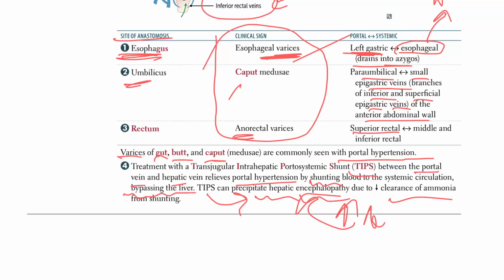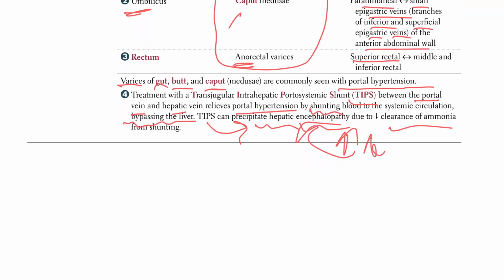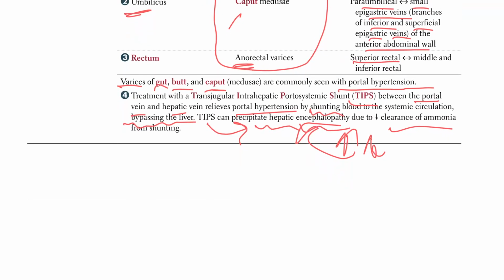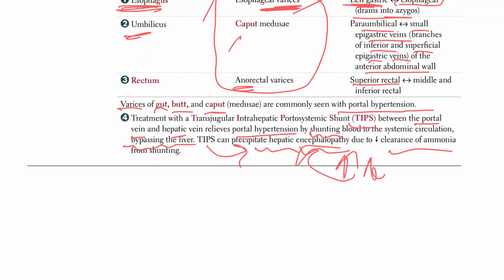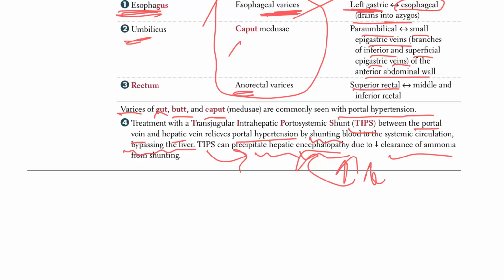Okay, other than that, what else can we give as a treatment? We can do TIPS, as we mentioned. We can also do a portal caval shunt. What is that? We remove the spleen. Well, that's something more like CK stuff, but something that you can keep in your mind.